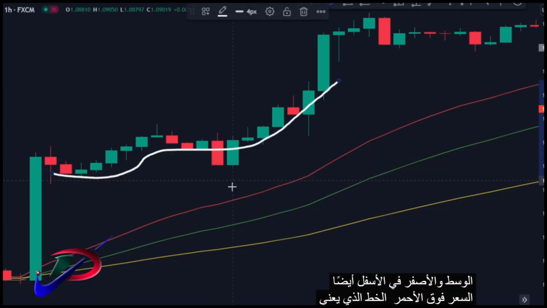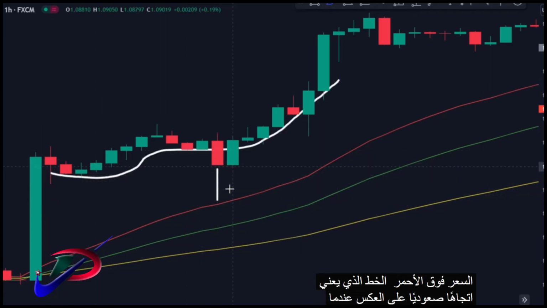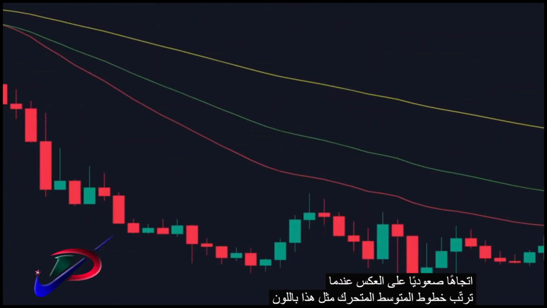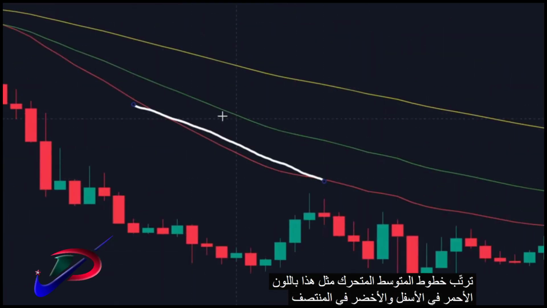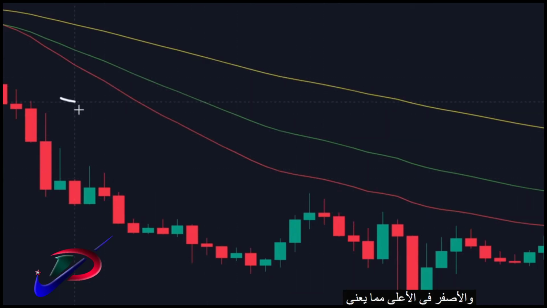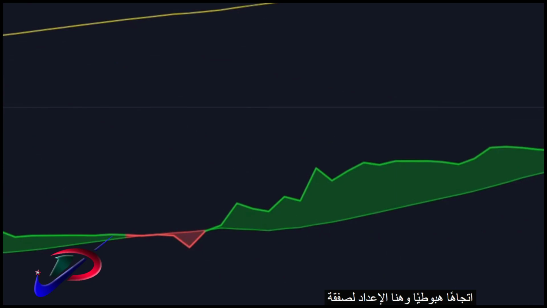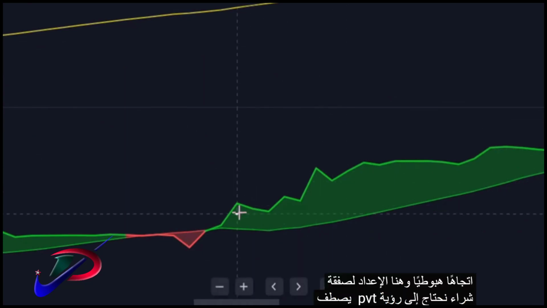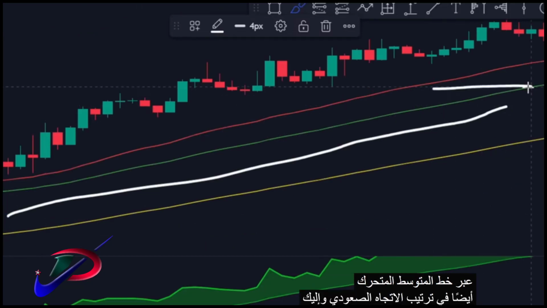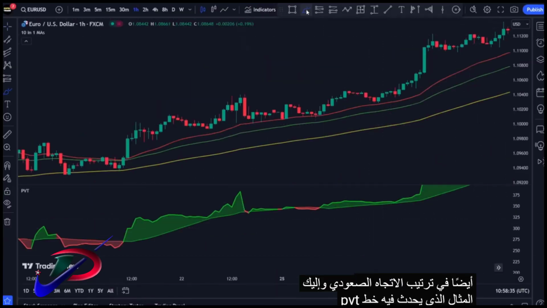and the price is above the red line, it means a bullish trend. On the opposite, when the moving average lines are arranged like this, red on the bottom, green in the middle, and yellow on the top, it means a bearish trend. And here is the setup. For a long trade, we need to see a PVT line upper cross, and the moving average lines also in a bullish trend arrangement. And here's the example.